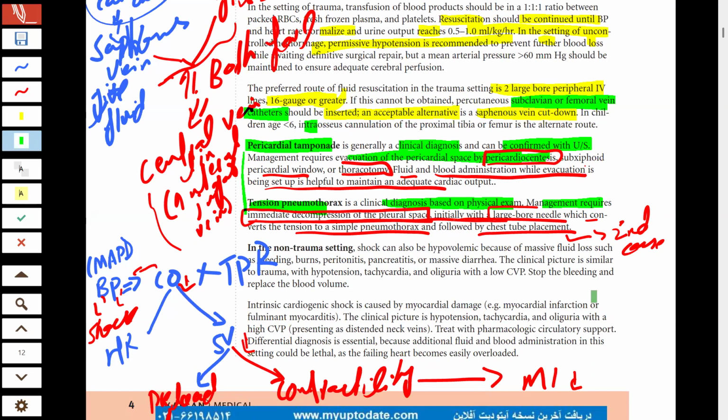The JVP will be raised in this case because the fluid is enough but there is an obstruction problem. The blood in the superior vena cava is enough in the body, but it does not come into the heart due to the obstruction, due to the compression of the pericardial space.